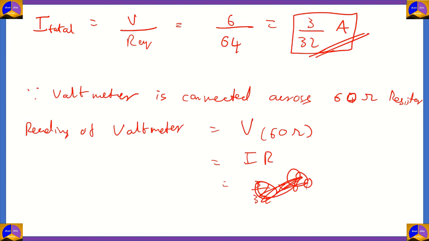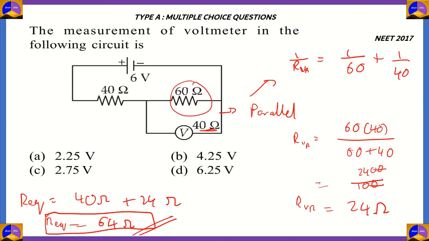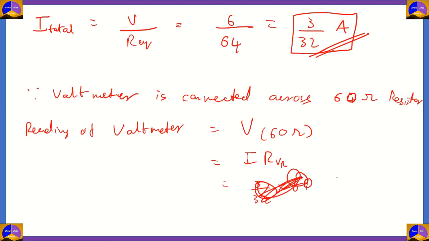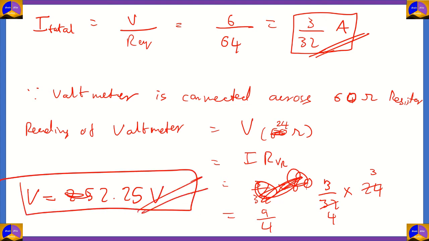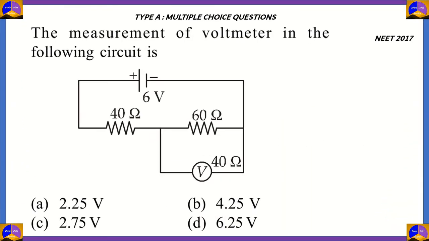I mean, actually, since here we have a parallel connection, it's across the 60 ohm resistor, but since the voltmeter also has a 40 ohm resistor in parallel, the total resistance here is R_VR. So I, that is 3 by 32, is multiplied with R_VR, which is 24 ohms, in order to get the reading of the voltmeter. So 24 and 32 are multiples of 8. 32 goes into 8 4 times. 24 goes into 8 3 times. So you have 9 by 4. So the reading of the voltmeter V is equal to 2.25 volts. So 2.25 volts is the correct answer for this question, which was asked in 2017.